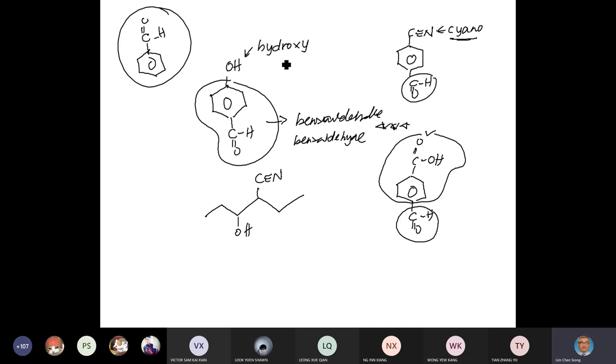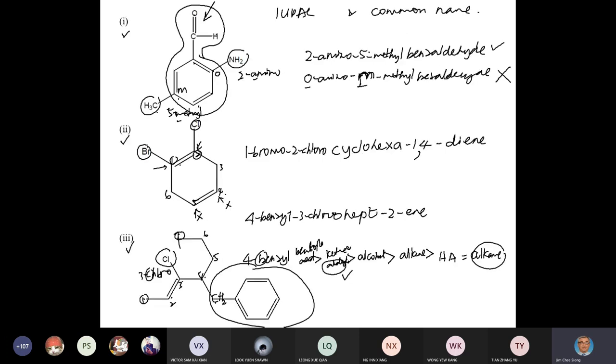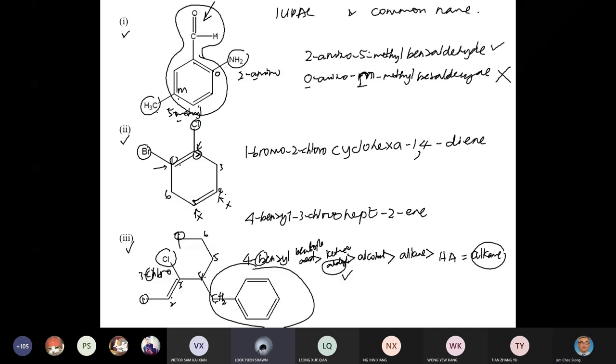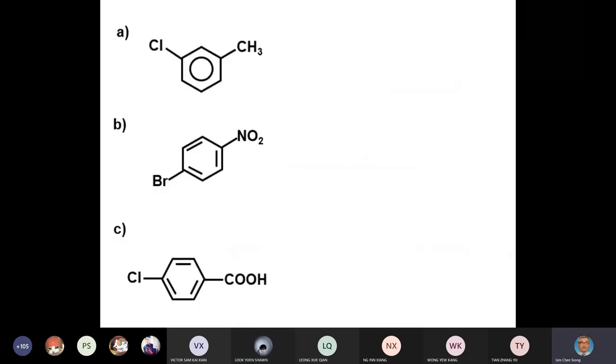Okay, we have to go faster, otherwise we cannot finish all the discussion. Now, how to give the name for this compound? I give you 1 minute, give the name faster. Sir, can you please go back to the previous slide and take a screenshot? Never mind, it's okay, that one is not important. This one is more important for you.